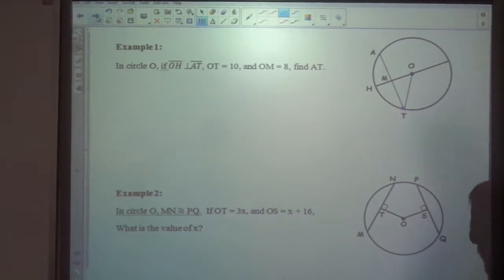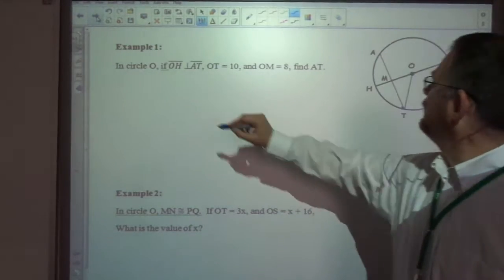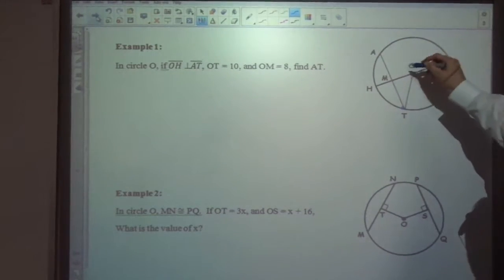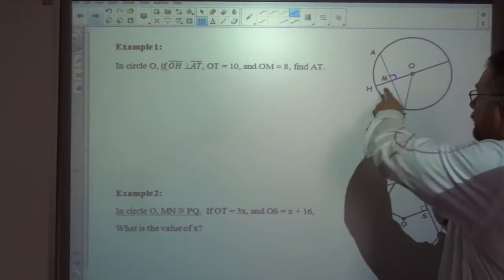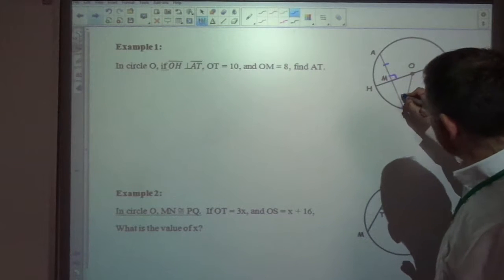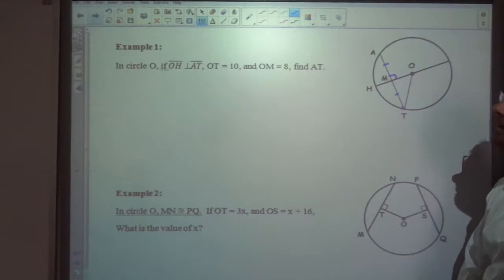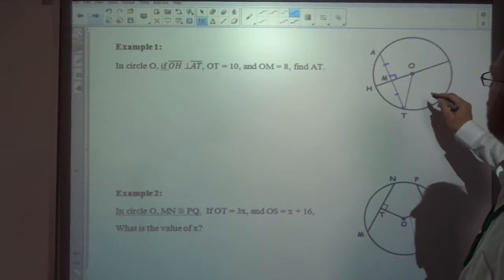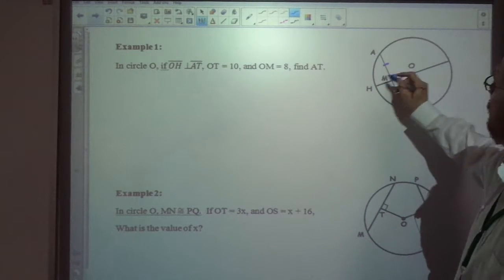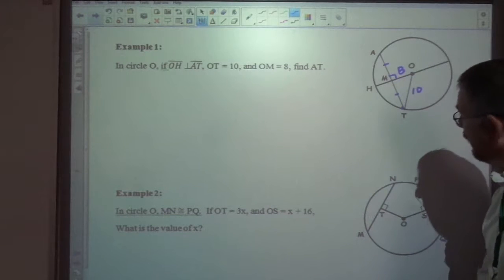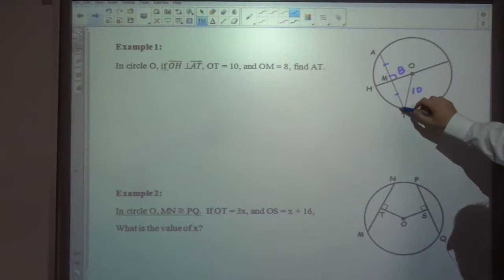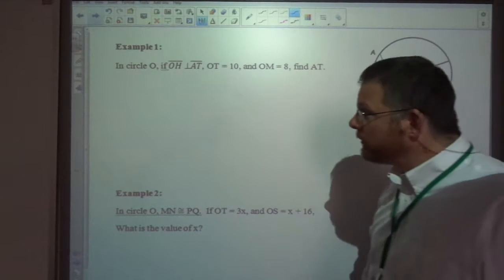First one says that if OH is perpendicular to AT, so OH is perpendicular to AT. We just talked about that. If that's perpendicular, that bisects this chord and cuts that in half. Also, they tell us that OT is 10 and OM is 8. Find AT. Well, I'm thinking right here we have a triangle. We can do Pythagorean theorem.